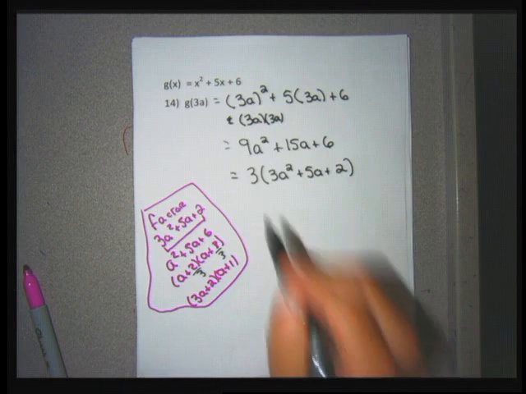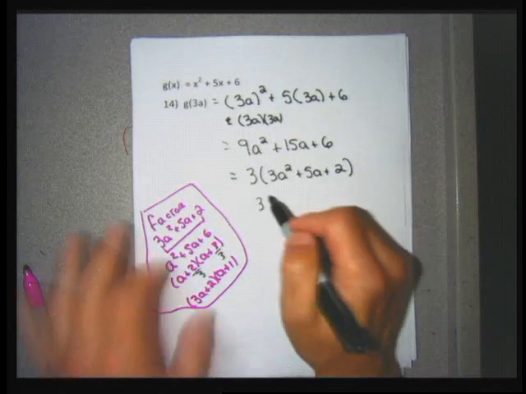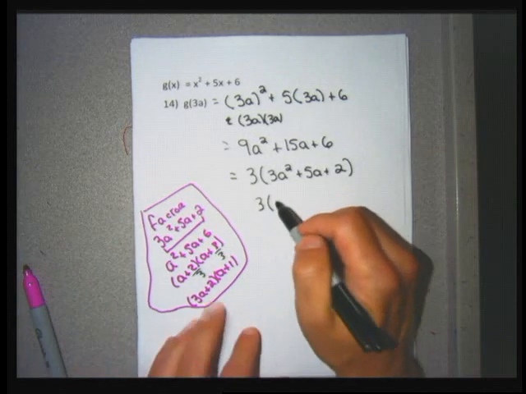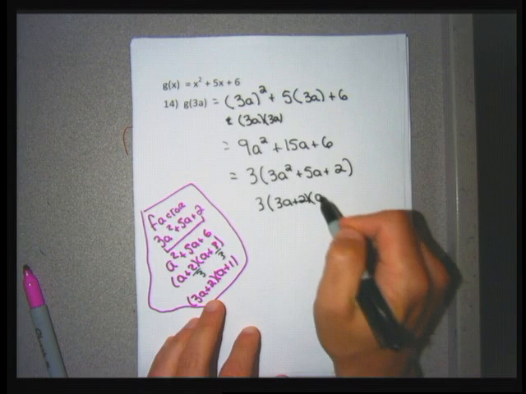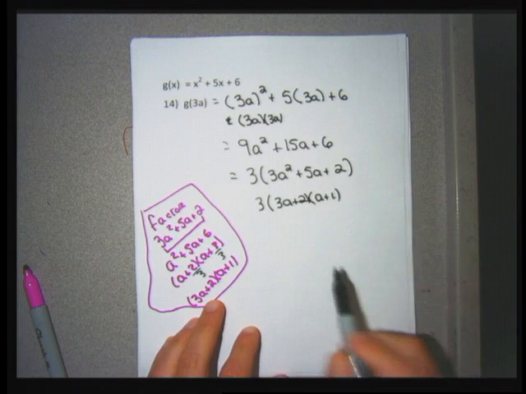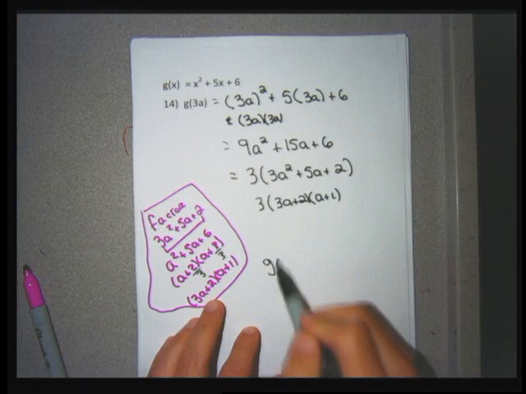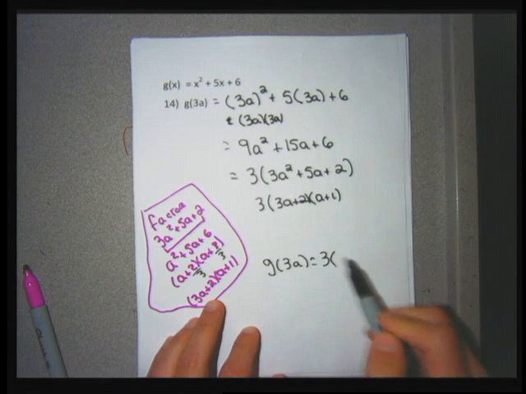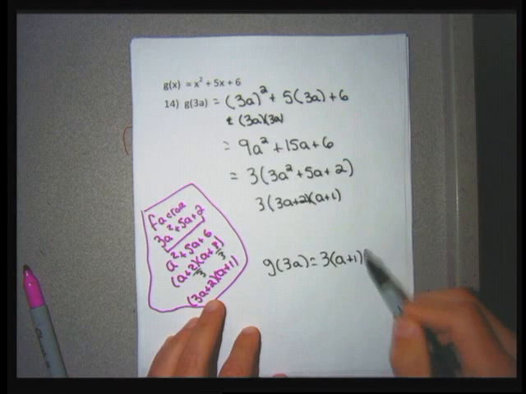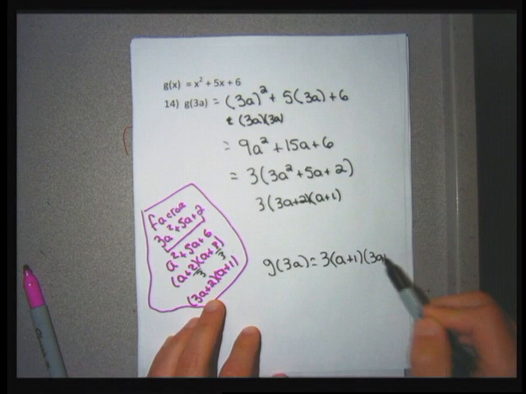But if you are stuck with factoring and you don't know how to factor, this is a strategy that will lead to a factoring that's successful. So for my answer for problem 14, I should say g of 3a equals 3, and then I need two parentheses. One parenthesis has an a plus 1, another parenthesis has a 3a plus 2.